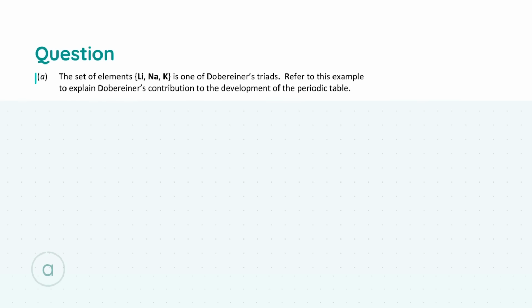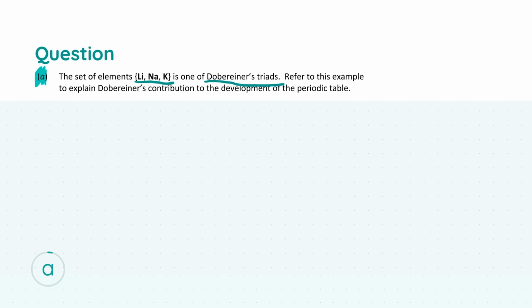So part A here is going to be a question on the history of chemistry. We're going to be looking at something known as a Dobereiner triad. So it's an important part of the history of the periodic table. In this case, we're told that there's a set of elements, Li, Na, and K. So in this case, Li is lithium, Na is sodium, and K is potassium.